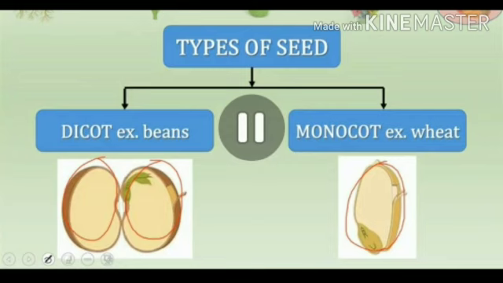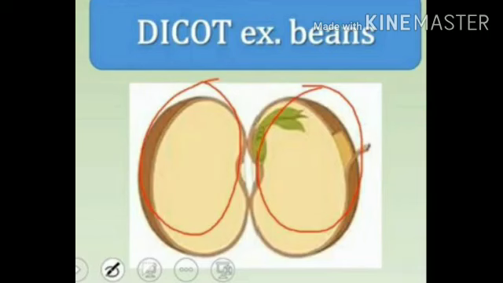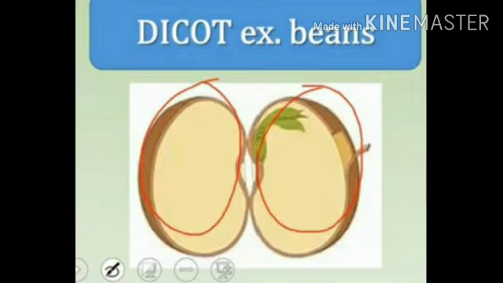Now we will see types of seed. It is of two types, dicotyledon seeds and monocotyledon seeds. Now we will see in detail dicotyledon seed. Dicotyledon seeds can be divided into two equal parts. Now monocotyledon seed cannot be divided into two equal parts.